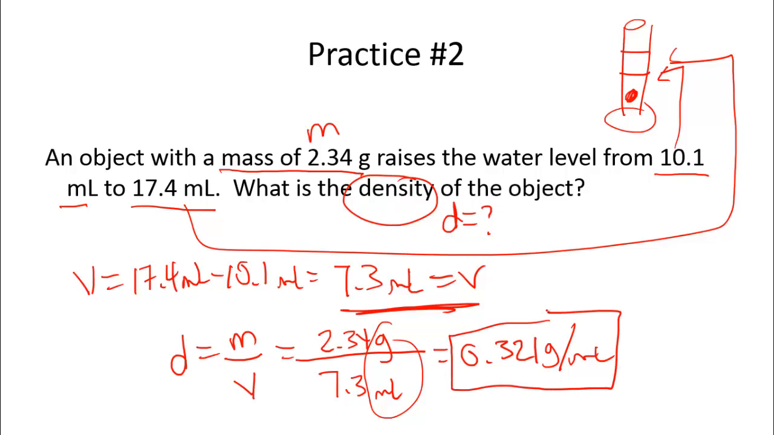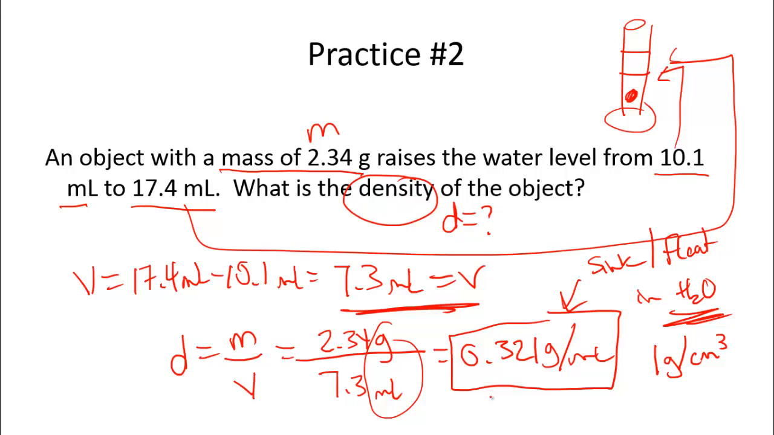Taking it one step further, will this particular object sink or float in water? Well, if things sink or float, we need to know the density of both objects. Water's density is 1 gram per centimeter cubed. So would this object sink or float compared to water's density? The answer is it would float because it is less dense than water, so therefore it's going to sink, or sorry, it's going to float in water.